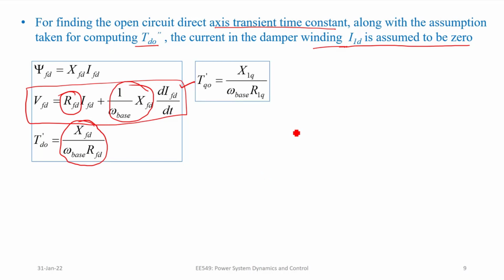Similarly, I can write the open circuit q-axis transient time constant as this. So TQO dash will be equal to X1Q by omega base into R1Q. This is what we derived: all the time constants and all the reactances, subtransient and transient reactance.